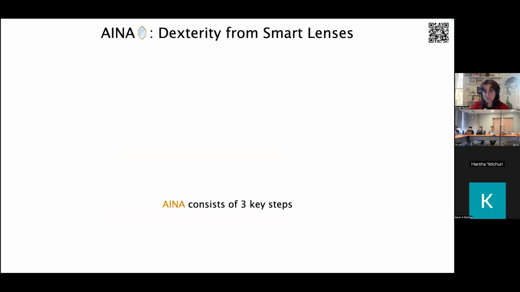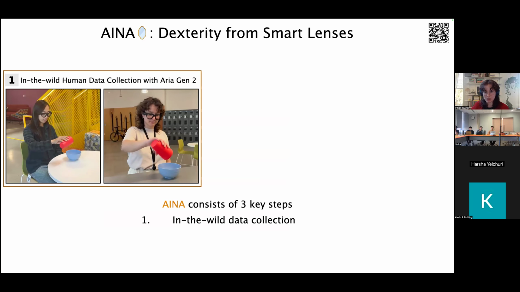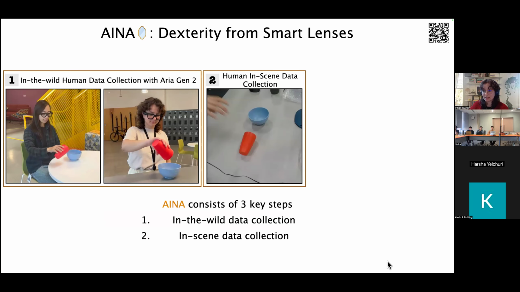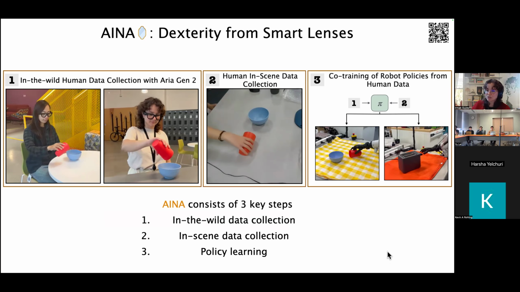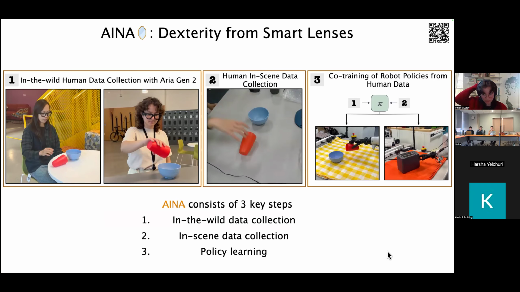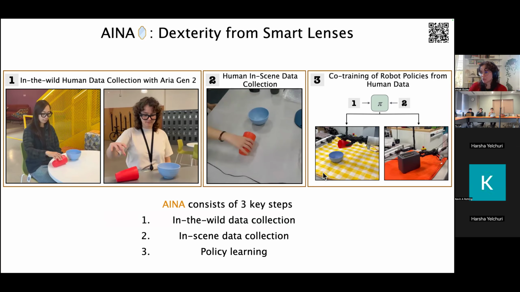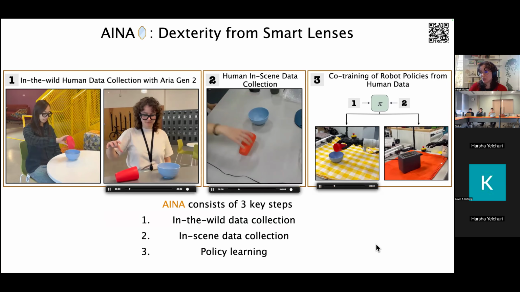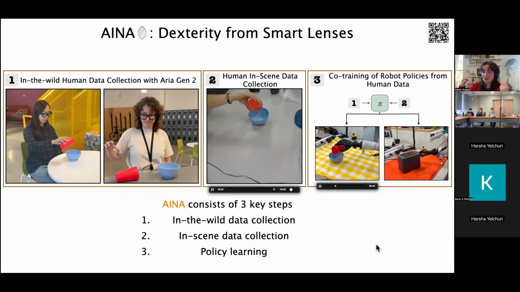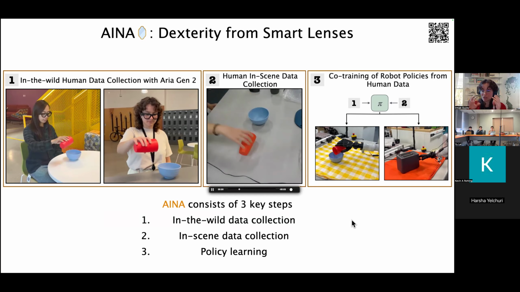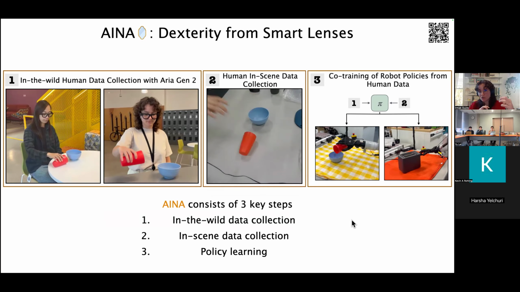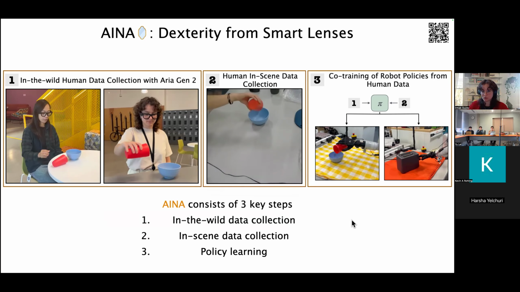Aina consists of three key steps. The first one is in the wild human data collection with Aria Gen 2. The second one is in scene data collection. And the third one is policy learning by using these two data modalities. As I was developing this framework, I didn't really think about the third person, in scene data collection as, I didn't necessarily frame it in my mind as exocentric, but somewhat here I'm using egocentric data to generalize and exocentric data to ground my demonstrations.